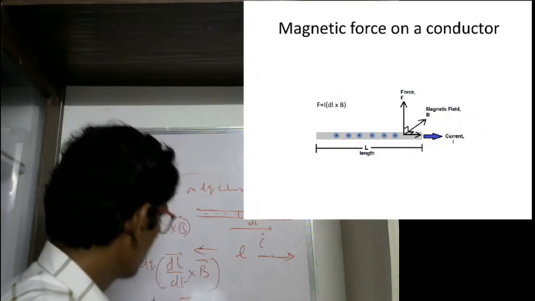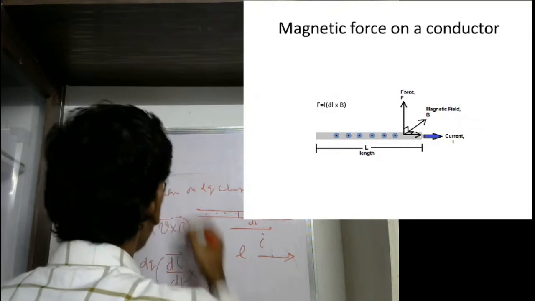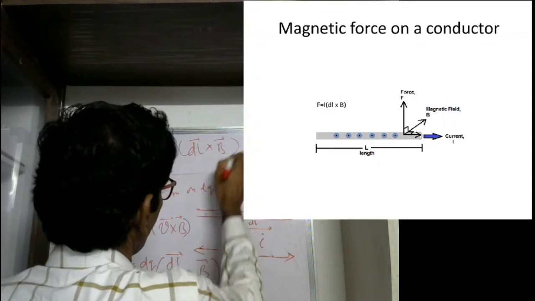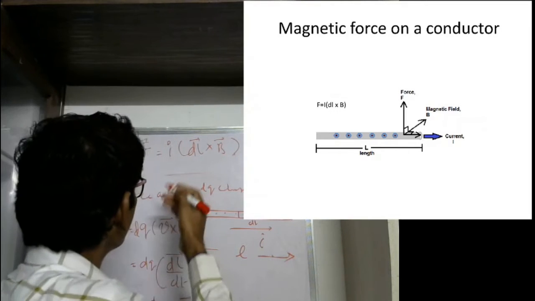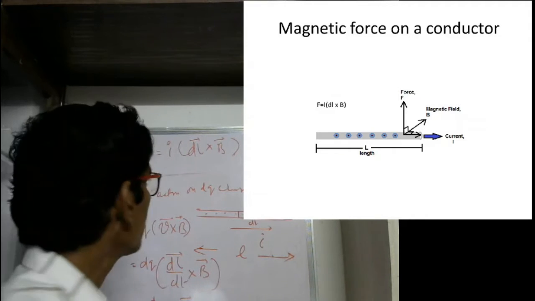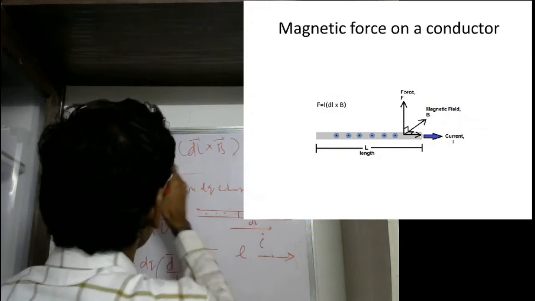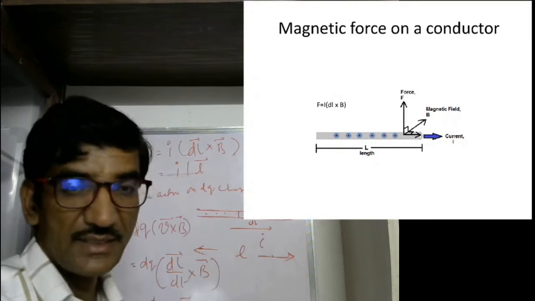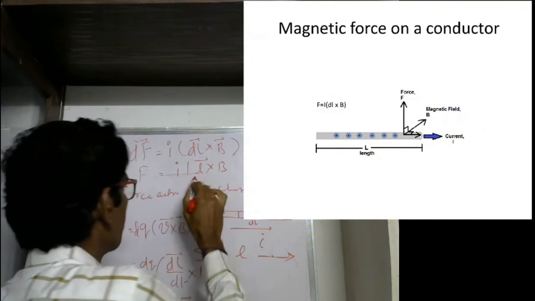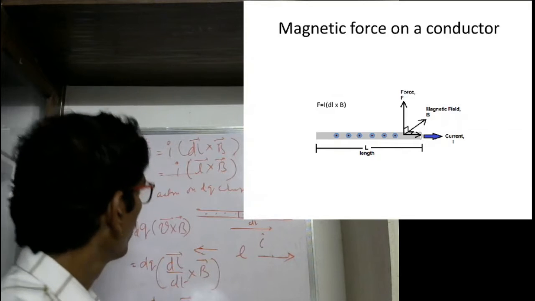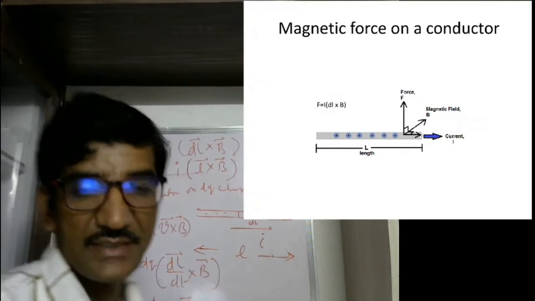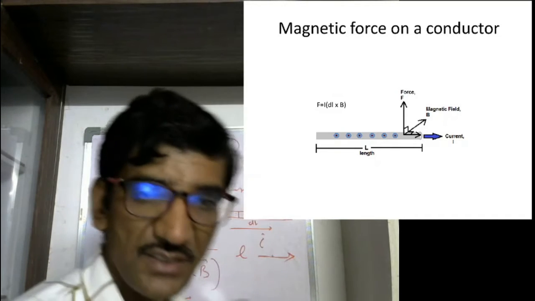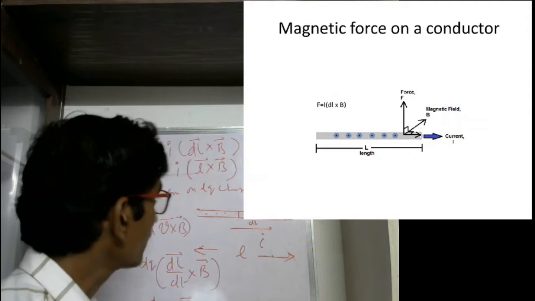So what is the formula for dF now? dF is equal to I dl cross B. Now, if you are considering the entire conductor, then F is equal to I, this is L for the entire conductor, L cross B. F is equal to I L cross B. This is the force acting on the conductor of length L. Then how to find the direction of the magnetic force?